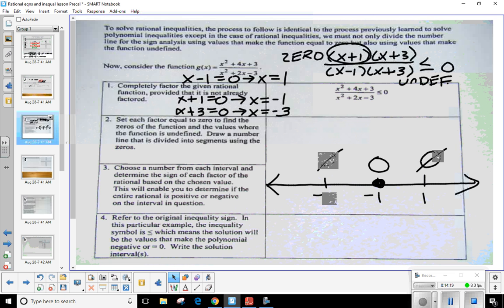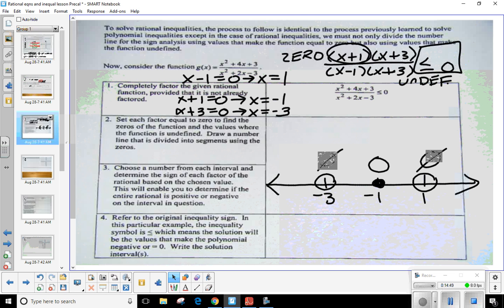They're undefined. And this is what's very easy to forget. Even if your inequality says to include it, no matter what, the undefined values will always have an open circle. Because what do they do to the function again? They force you to divide by 0, and we can never do that. So even if it says yes, include them, we know we can't.